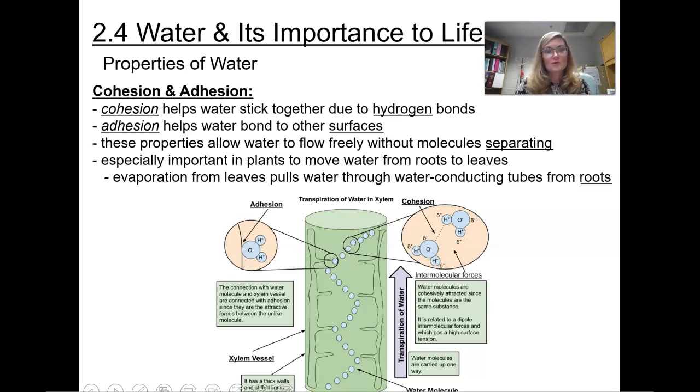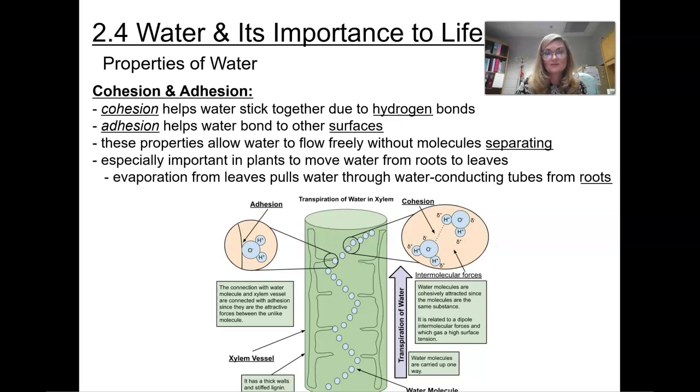The next property is going to be cohesion and adhesion. Cohesion helps the water stick together due to hydrogen bonds. Adhesion is where the water sticks to other things, so think about that water bond going towards other surfaces. Cohesion is sticking to itself. These properties allow water to flow freely without molecules separating.